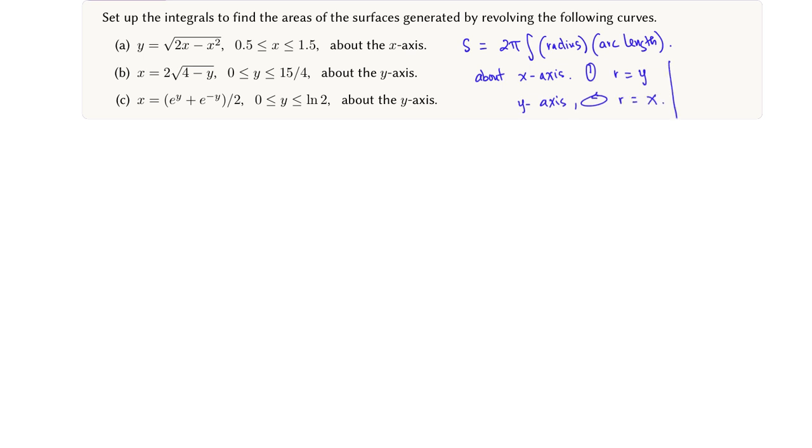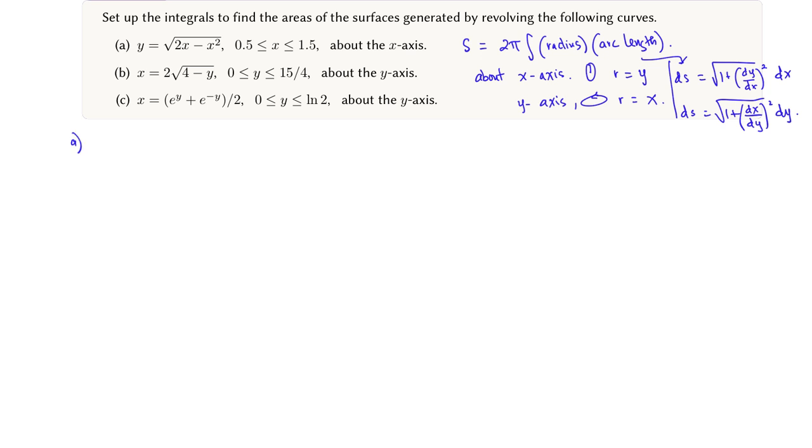The arc length can be either in terms of dx or dy. So the arc length is the square root of 1 plus (dy over dx) squared dx, or the square root of 1 plus (dx over dy) squared dy.